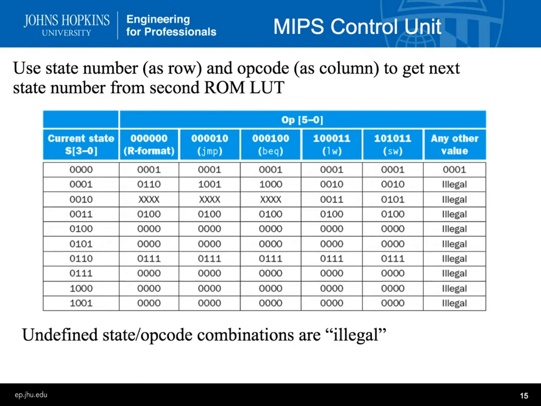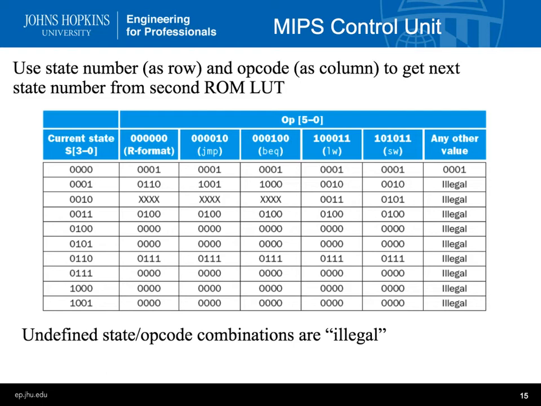If I'm in state 1, we saw from our finite state machine diagram that there are several places we can go next. We can go to state 6 if it's an R format, 9 if it's a jump, 8 if it's a branch on equal, 2 if it's a load word or store word. So this is the next state. If I'm in state 2, I have to be either a load word or store word, and I can either go to 3 or 5. If I'm in state 3, I must be a load word.